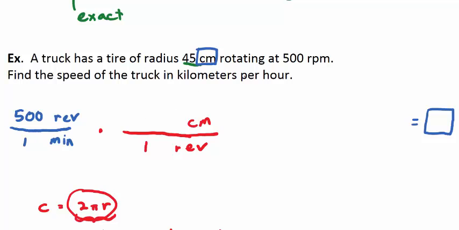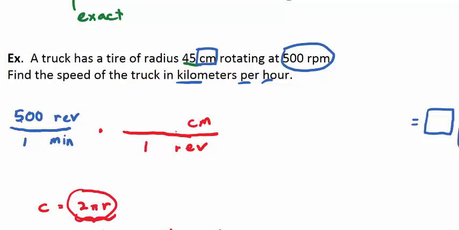So that's the way I'm going to represent this 500 RPM as a ratio: 500 revolutions per 1 minute. And then you've got to multiply by a conversion factor. You ultimately want the answer in kilometers per hour. You want to know how fast the truck is going, right? So you want the answer in kilometers per hour.